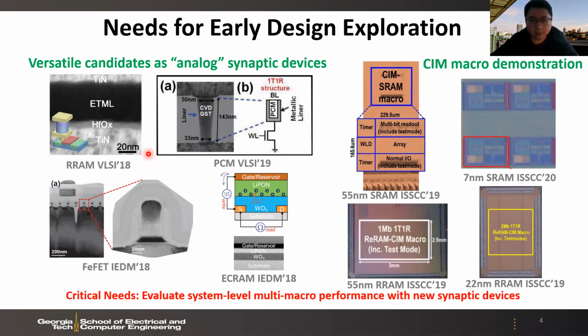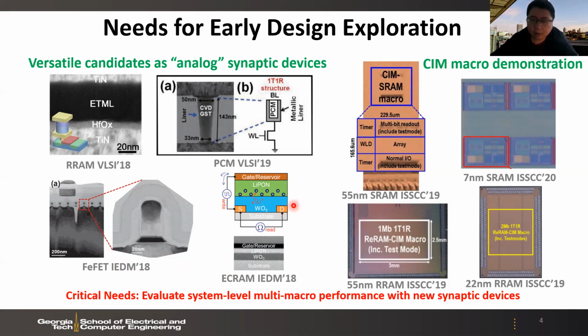So here we show some examples of the device level innovations on the R-RAM, exchange memory, ferroelectric field effect transistor, or this electrochemical random access memory from IBM. So there are many different choices at the device level.